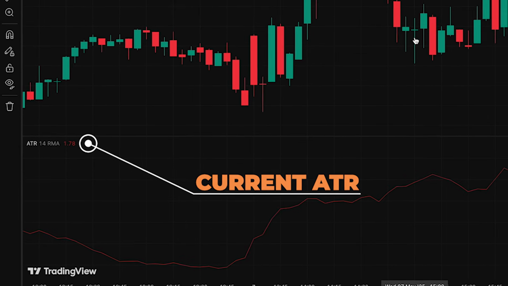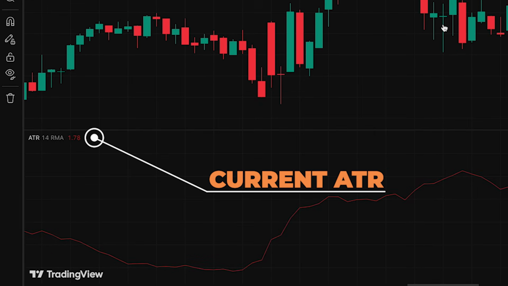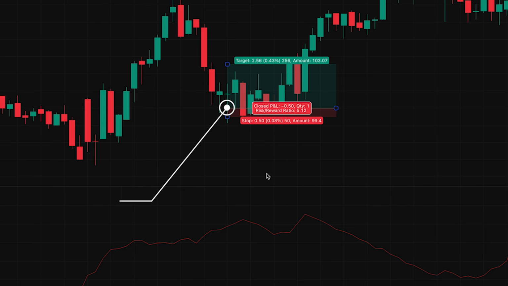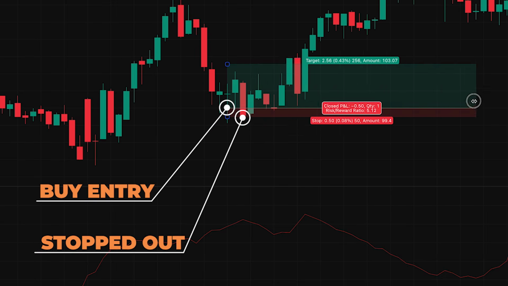So on this 5 minute chart, at 3 p.m. the ATR is $1.78. This means that the stock has moved $1.78 up and down on average over the past hour or so. If you enter a buy trade of $100 at this point and you set your stop loss at something like 50 cents below your entry, then as you can see, you'll just get stopped out by the natural movement of the price.